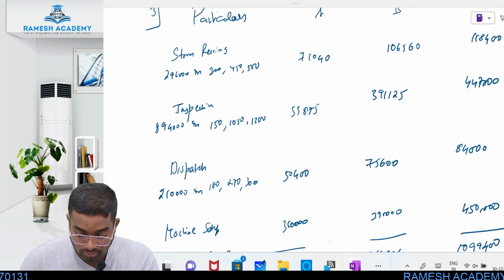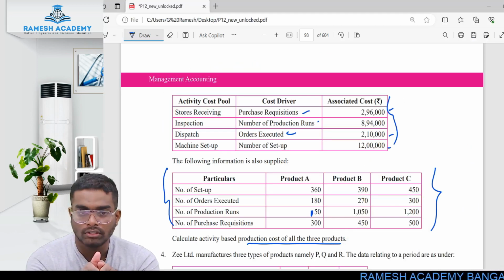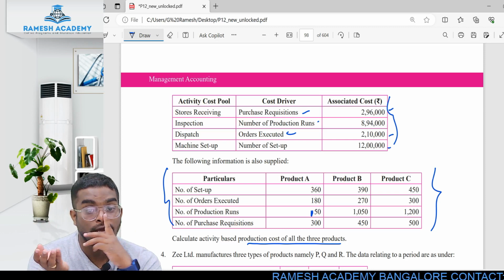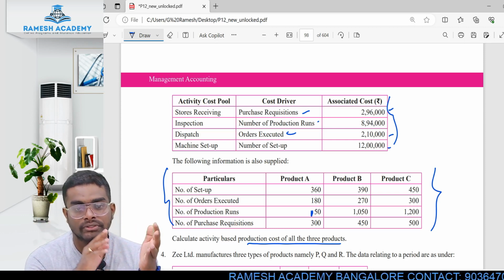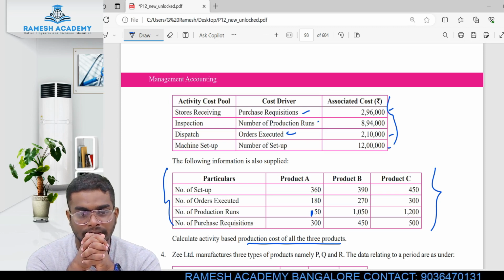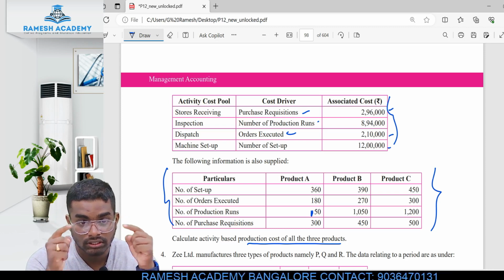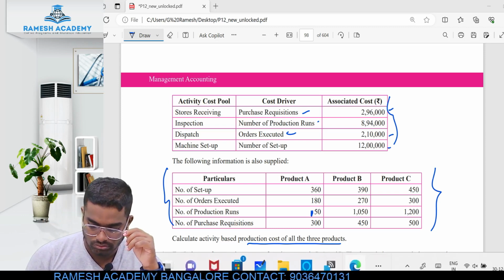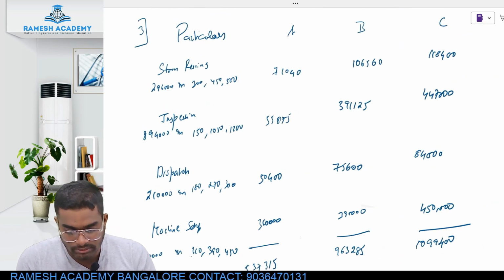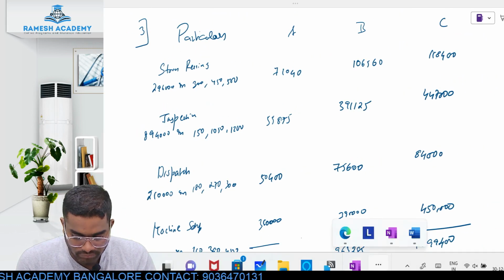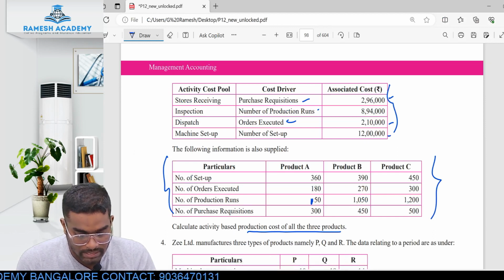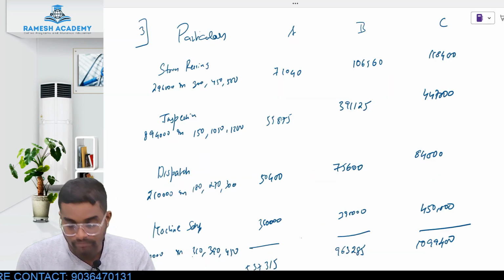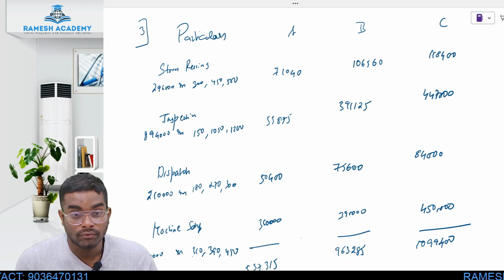So the summary of this question is that they have given all the total cost, that is stores receiving, inspection, dispatch and machine setup, and they have given the cost driver also: number of setups, orders executed, production runs and purchase requisitions. So we have to divide the total cost by the cost driver. We'll get all the numbers, then add it up. So this is the overhead rate. Have they given number of units? If they have given number of units, we can calculate the per unit cost. They have not given, so we can close this question because there is no number of units. So please copy this.